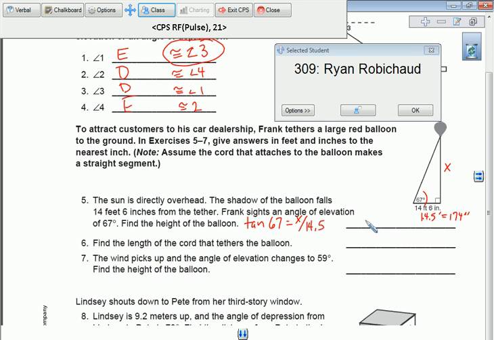Okay, please do that. Tan of 67 times 14.5. I got 34 point something. Okay, so you got 34 point something. So subtract out the 34 and then multiply the point stuff by 12 and you can change it to inches, if you wanted to do that. Please do so. I'd like you to do that.